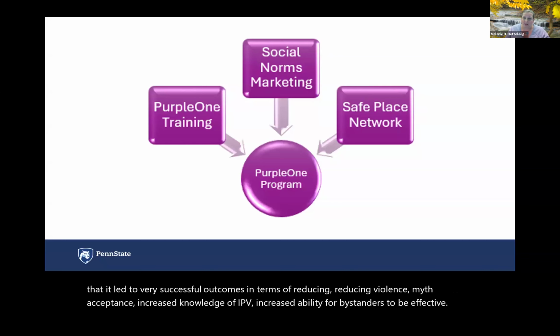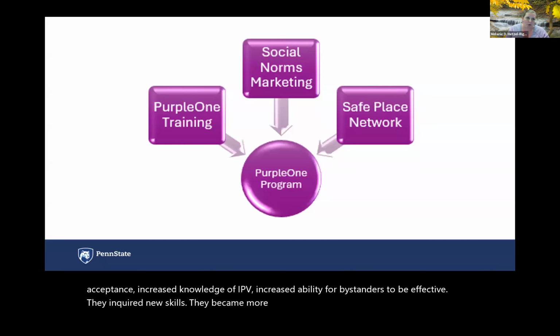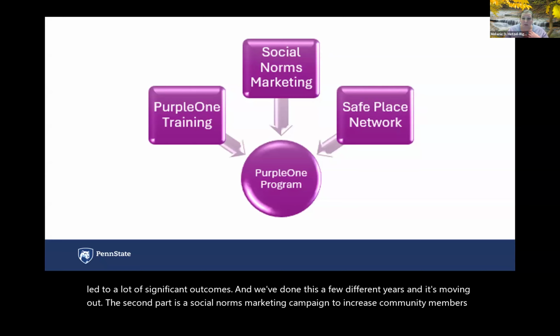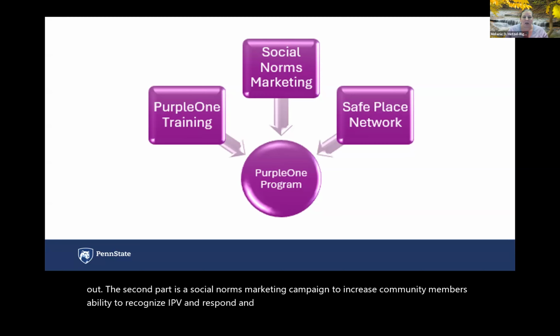They acquired new skills. They became more trauma informed. They were more likely to refer. Led to a lot of significant outcomes, and we've done this a few different years, and it's moving out. The second part is a social norms marketing campaign to increase community members' ability to recognize IPV and respond, and that led to this entire recognize, respond, refer that's coming out now.